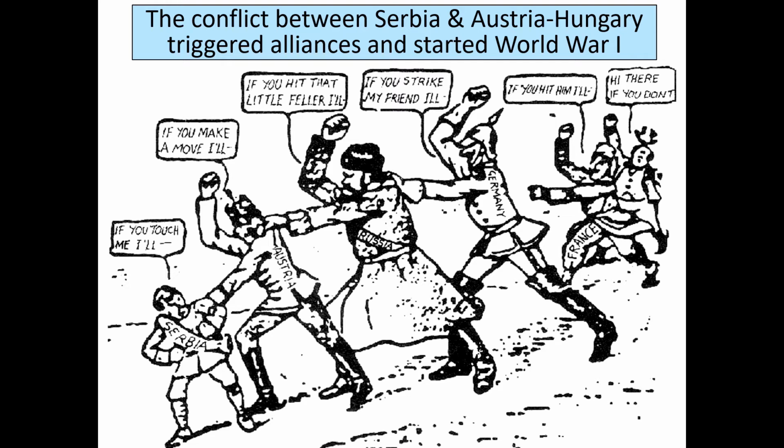And then here comes Germany with a spiked helmet. If you strike my friend, I'll. And of course, Germany and Austria are allies. And here comes an ally of Russia. If you hit him, I'll. And that's France. And then coming up behind, hi there. If you don't, and that's England.